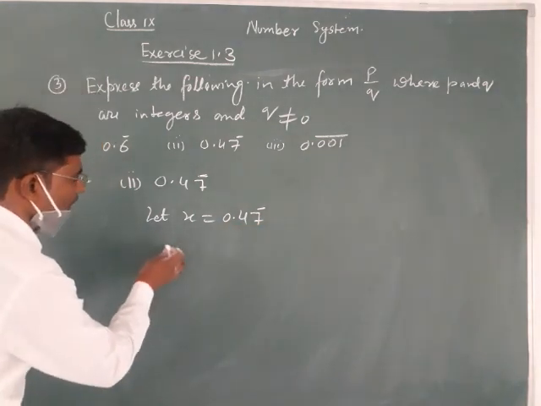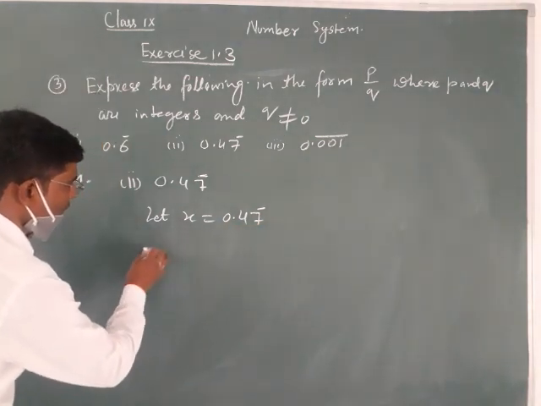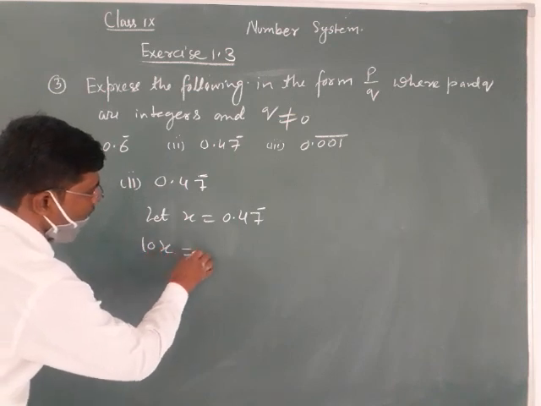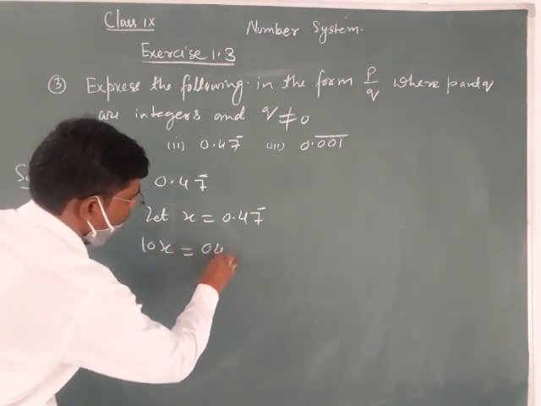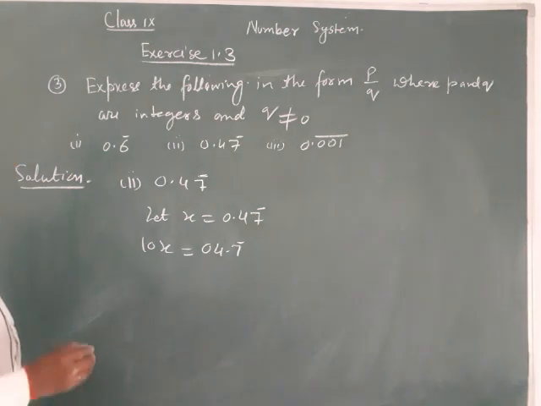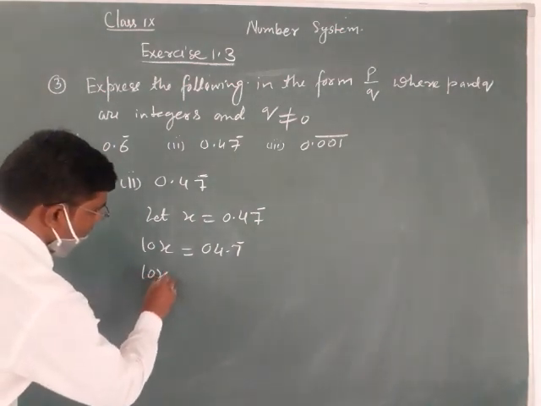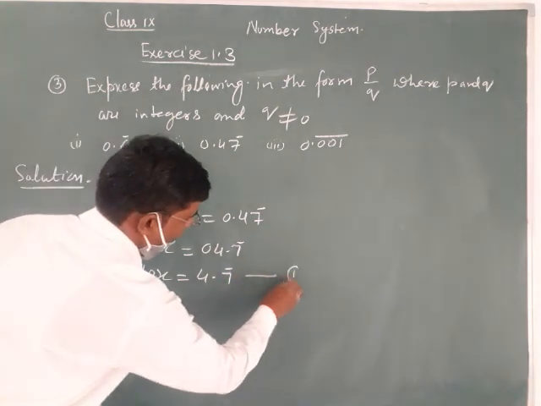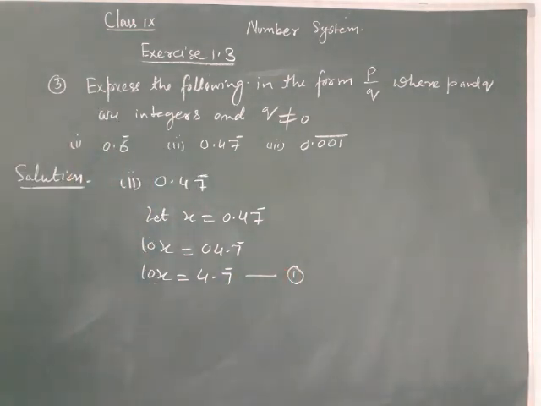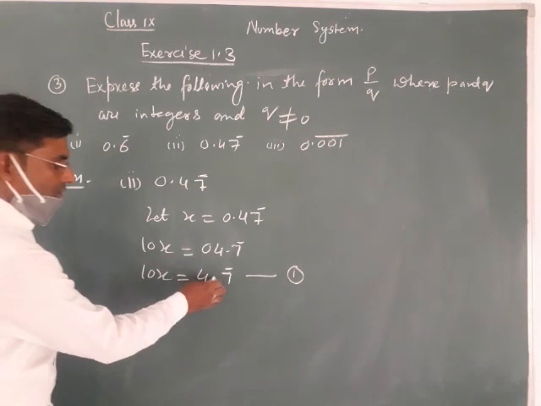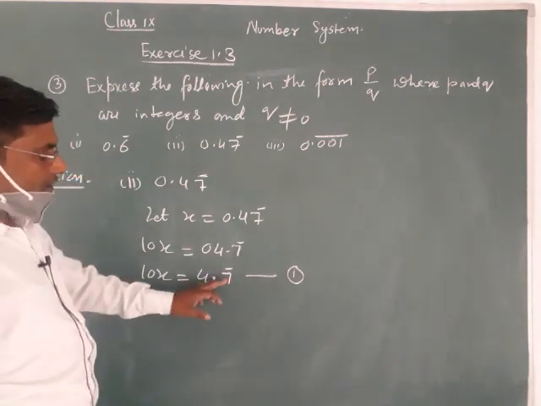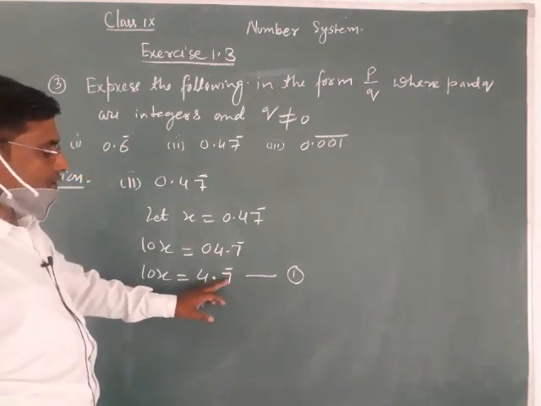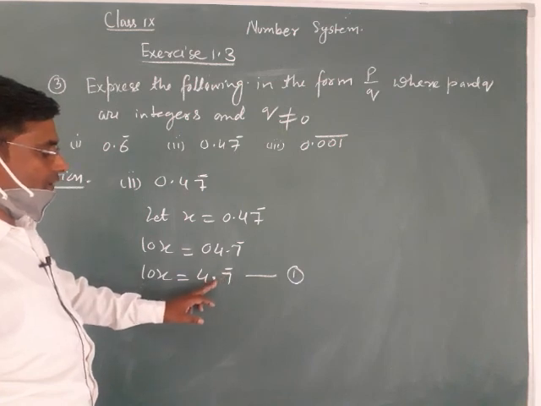So now multiply by 10 on both sides. So 10x is equal to 4.7 bar. Now taking this as the first equation. In the right side, 0.7 bar is just one digit after the point.